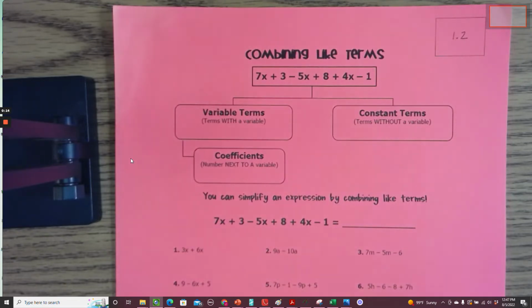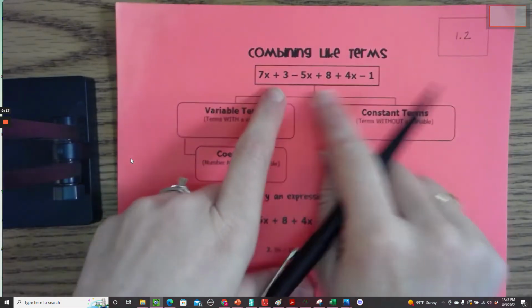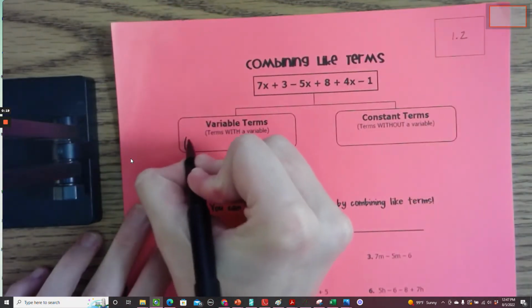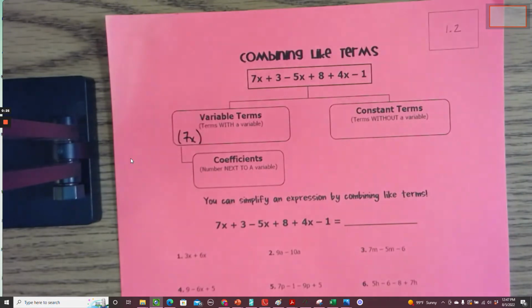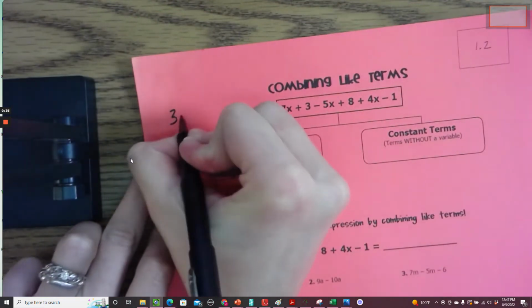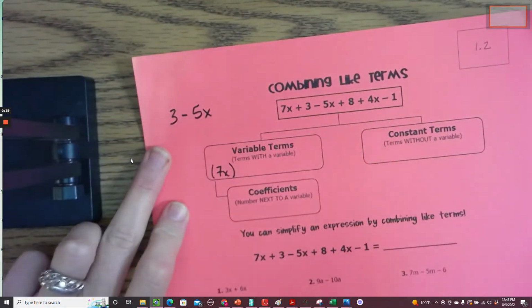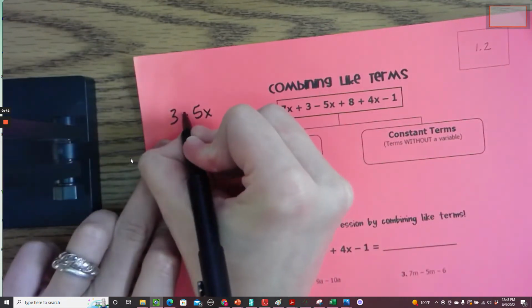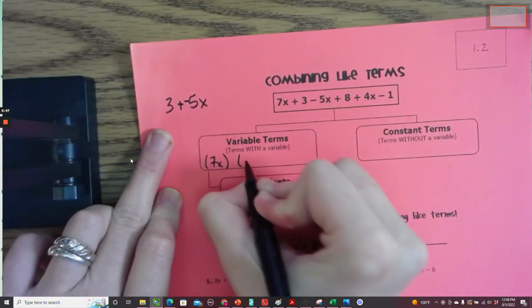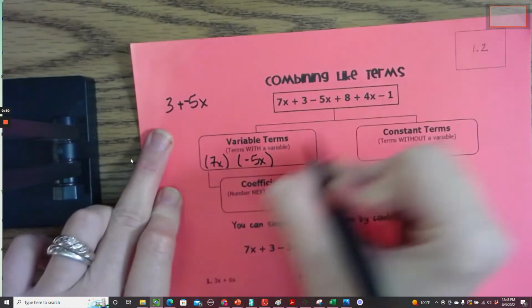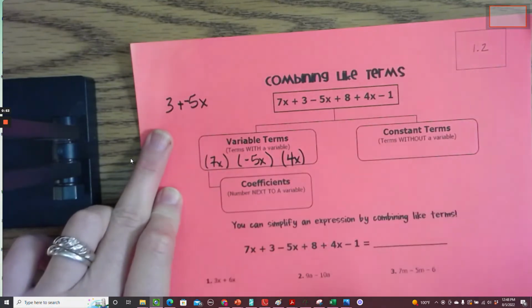So first we have variable terms, and these are terms with a variable. In our expression up here, the variable terms are 7x. Now I've got a minus 5x. One thing that we like to do in algebra is we like to make everything addition. And so I've always told kids there's no such thing as subtraction. So if I have something like this, 3 minus 5x, I can turn this into an addition problem by adding a line and changing the sign. So minus 5x I can write as a negative 5x. And then here I've got 4x. Those are my variable terms.